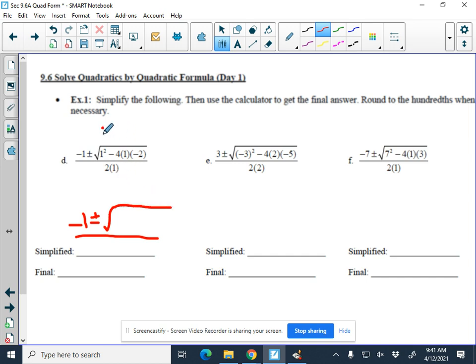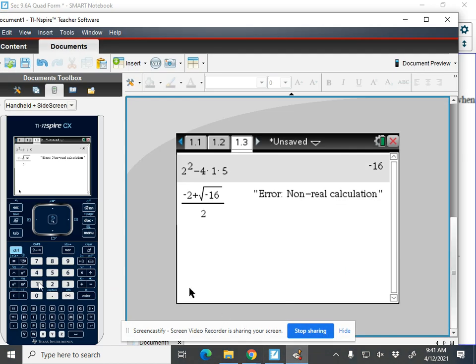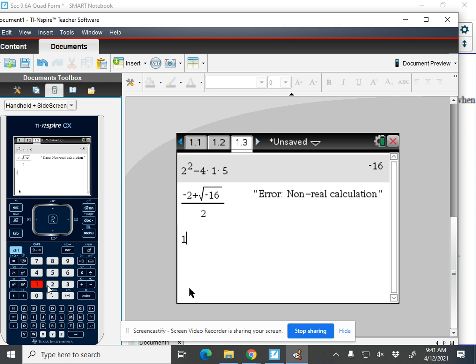Now 1 squared would be 1. -4 times 1 is -4. -4 times -2 is positive 8. So I think that whole thing turns into 9. Let's make sure. Make sure we're trying these, not just napping because we had a long weekend.